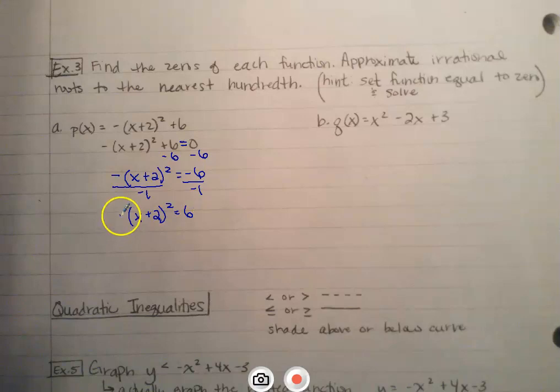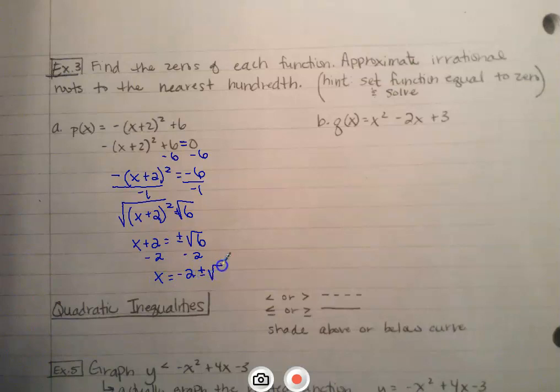Now I can take the square root of this. So I'm going to have x plus 2 equals positive or negative square root of 6. Remember, anytime we take the square root, we have to have the positive or negative option. Okay, we need to get x by itself. So we do what? Good, we subtract 2. So x is going to equal -2 plus or minus the square root of 6. All right, so that's our exact answer.